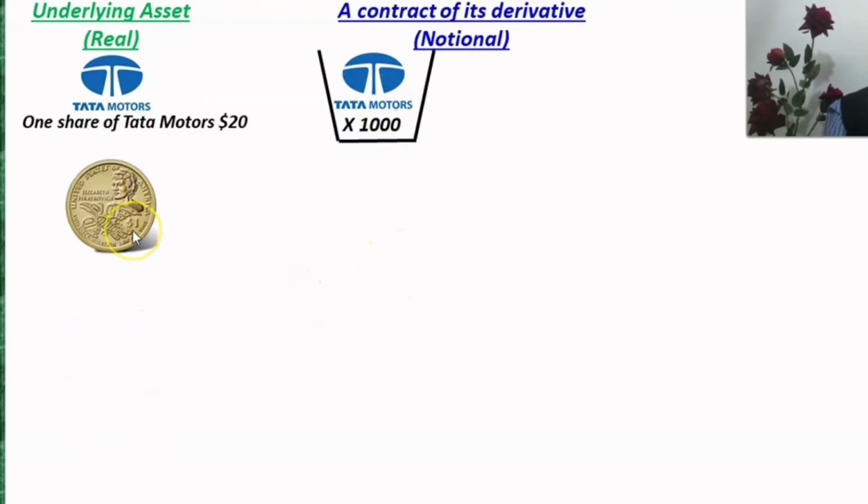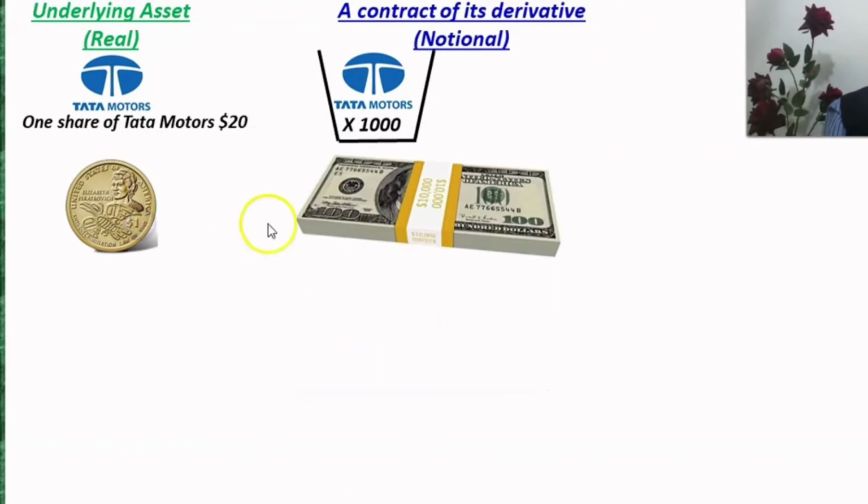Consider another example, a currency like a dollar. A dollar has got some value in relation to other currencies like the yen or the real or the rupee or euro, whatever. And on the other hand, there is a bundle of the same currency, maybe containing $10,000 or $20,000, whatever. This bundle may be considered as a derivative of this currency because the value of this bundle depends upon the value of this underlying asset with respect to any other currency.